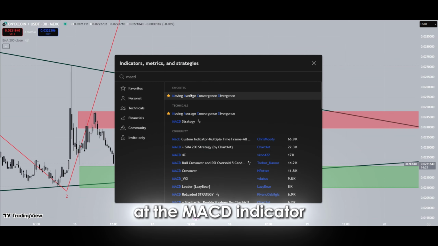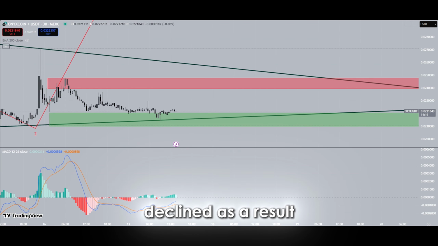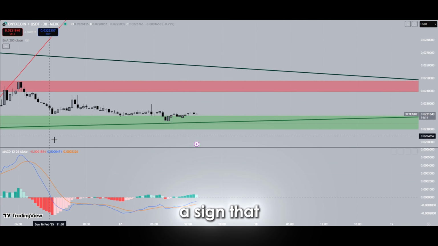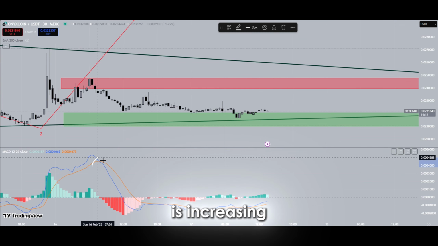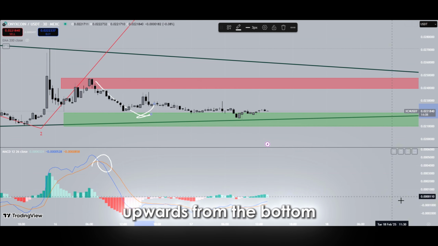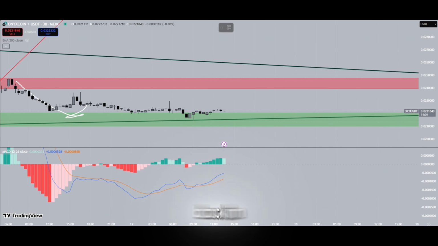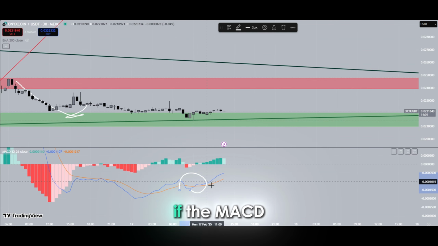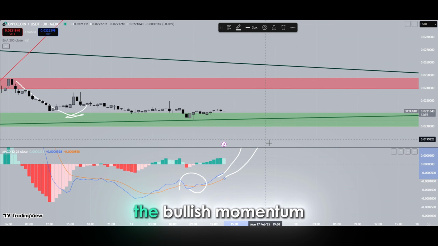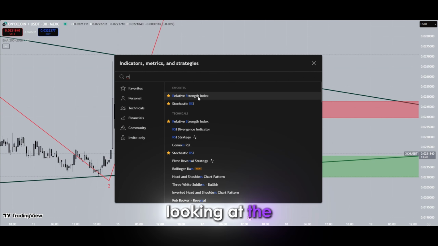When we look at the MACD indicator, a top-to-bottom crossover occurred first, and the price declined as a result. This is usually a sign that momentum is weakening and selling pressure is increasing. However, a new cross is now forming upwards from the bottom. This could be a positive signal that the selling has subsided and buyers are back in. If the MACD line breaks above the zero level, the bullish momentum will accelerate and the price will rise more volatile.